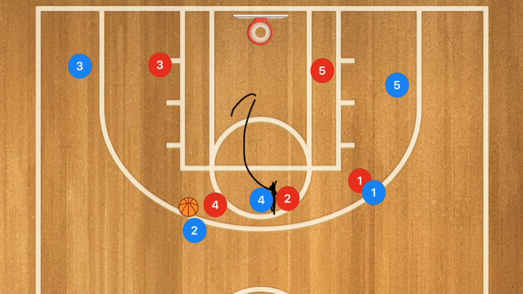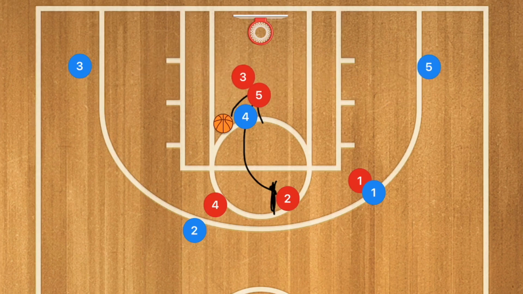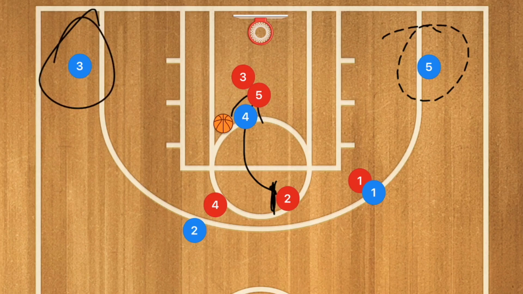Or we could have player 4 rolling towards the basket for a nice easy layup. And if that was to collapse those two players down there, the two players that were left, players 5 and 3, could be open for mid-range or three-point shots.